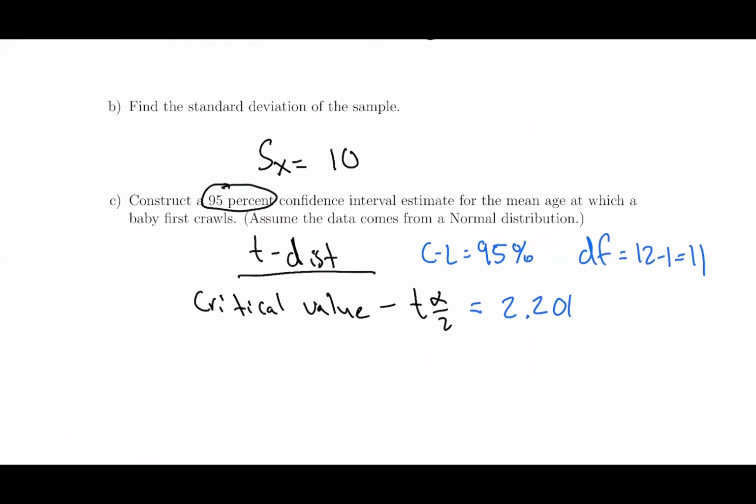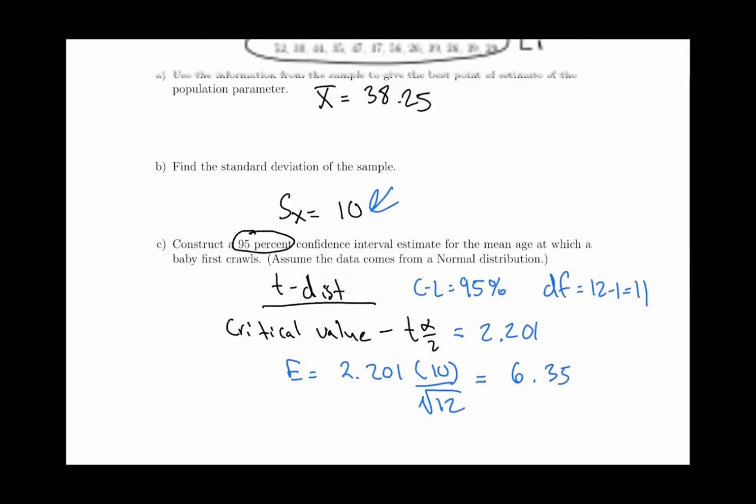So let's go ahead and do this. If I want to find the margin of error, it is equal to 2.201 multiplied by 10, that's your standard deviation, divided by the square root of n. Well, n is 12. So let me do that right now: 2.201 multiplied by 10 divided by the square root of 12. So you get 6.35.